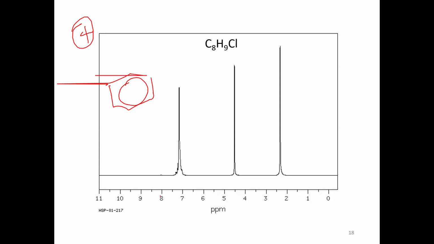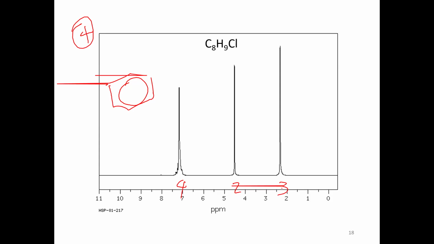If you place 4 protons on the aromatic ring, how many protons are in the other signals? We need to reach 9. We have 2 singlets. One integrates for 2 and one for 3, so you need to place 5 more protons. A CH3 and then a CH2. Okay.